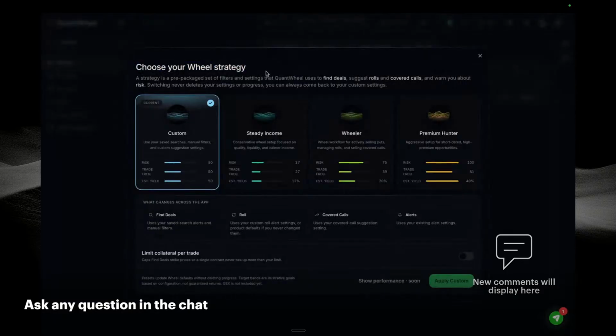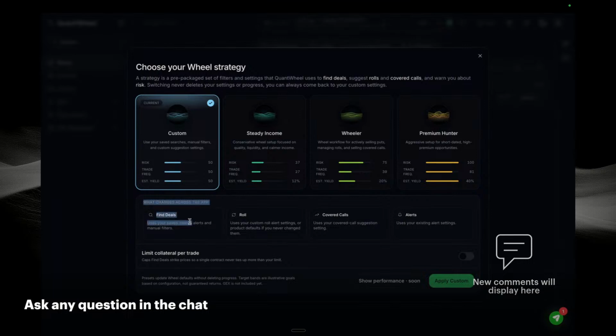Now, if you're an options trader and you're not a seller, this might not be interesting to you. If you're an option seller and option trader in general, I'm going to cover the whole QuantWheel, so for both buyers and sellers. So first thing, after you connect your broker, that's the first step. Second step is to choose your wheel strategy. Now, these are predefined, 12% per year, 20%, and 40% per year. Depends on your strategy. You can start with one of those just to get things rolling faster.